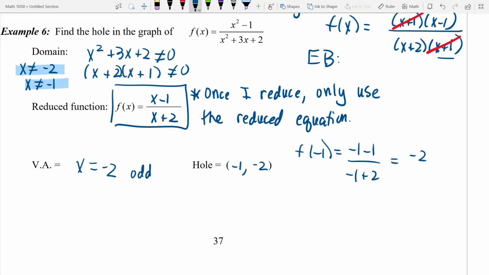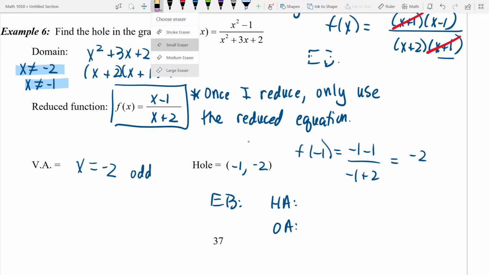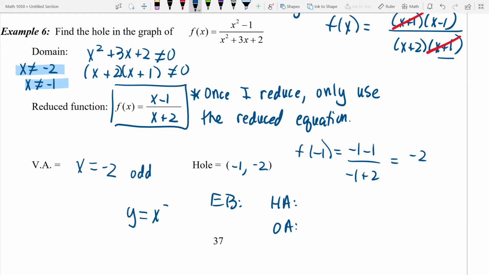So there's my hole. I did want us to find the end behavior. The end behavior could be a horizontal asymptote. It could also be an oblique asymptote. Everybody in the room, make yourself remember. How do I find a horizontal asymptote? What do I do? Biggest over biggest. Okay, so that would be y equals x squared over x squared. Do I have a horizontal asymptote, yes or no? Yes, I do. What is it? Can you tell me? 0.